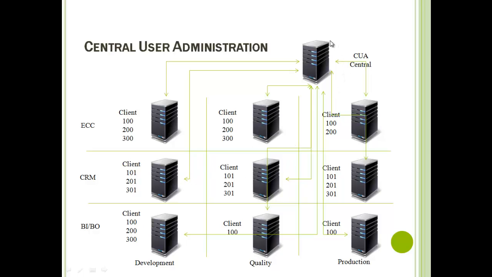That means you have the user master centrally available in CUA, but you can define it here. For example, for the CRM quality system, what role should be assigned in this system, you can define it here. You can centrally assign, for each system and each client, what role it should be assigned and which user should be available on each system. That is the main advantage of central user administration.